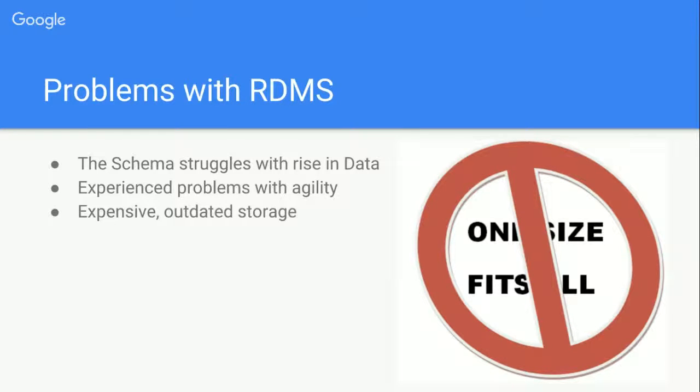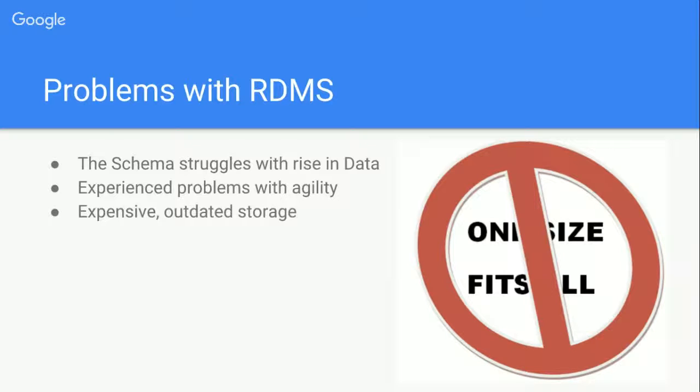Problems with the relational model is that the schema struggles with the rise in data. So as there's more and more data becoming available, there's more and more different types of data becoming available, and it costs a lot and takes a lot of time to get the right language from the SQL to recognize all of those. And it's not as quick or powerful as it once was with all this new data.